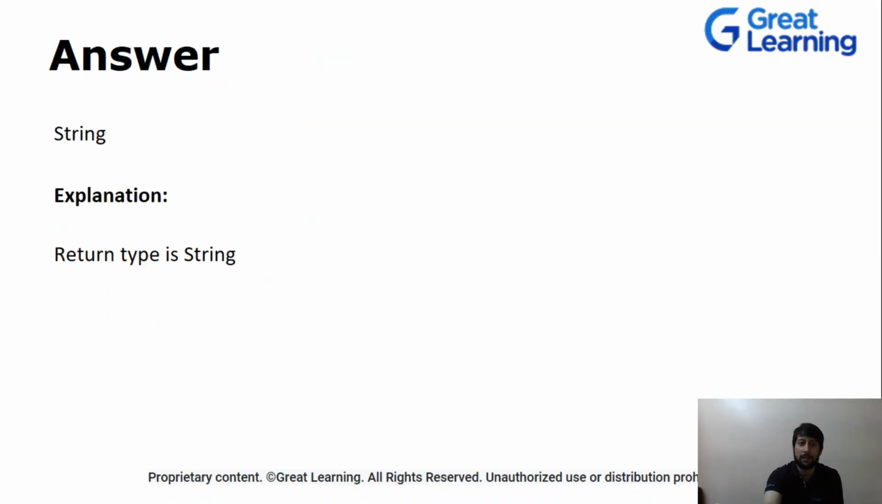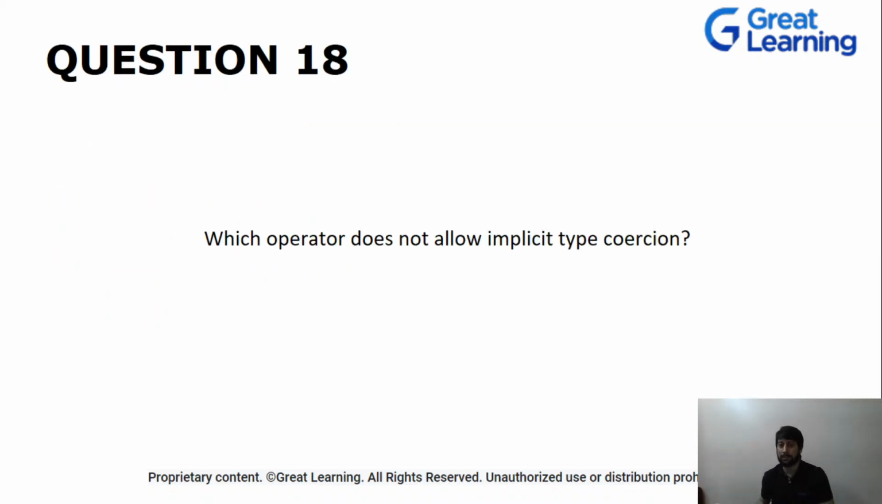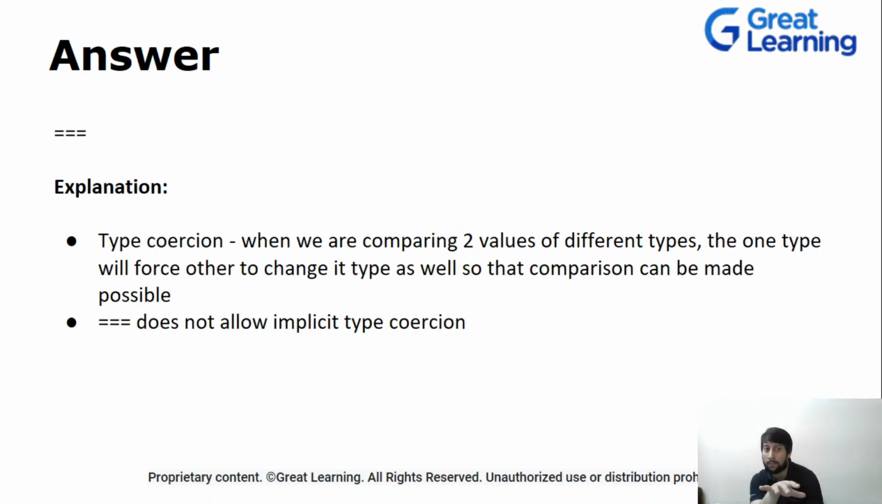Okay, great. So now let's do our last question. Which of the following operators does not allow implicit type coercion? Implicit means automatic. Type coercion means converting one type into another. So this is the operator.